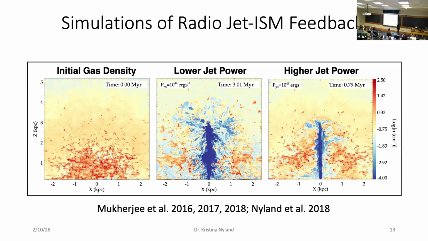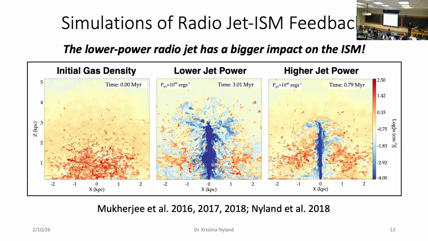So basically, the high power jet just kind of drills through the ISM, whereas the lower power jet is much slower to make it through the surrounding gas. It also stirs things up quite a bit. The morphology is also a little bit less collimated. And so the point here is that low power jets, or jets that are young and expanding into a dense ISM, have the potential to impact the ISM, and perhaps even more so than the most powerful sources that we know more about.